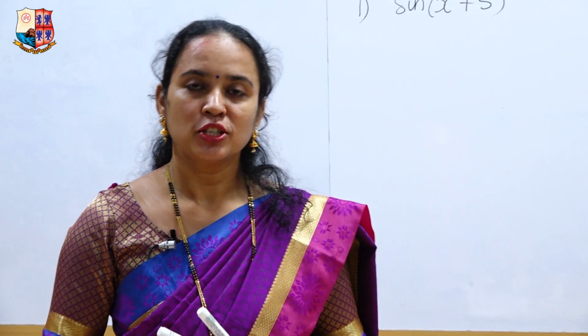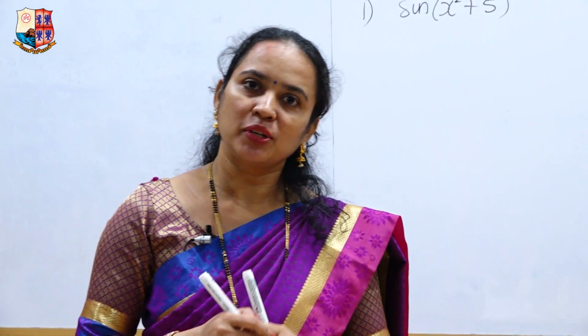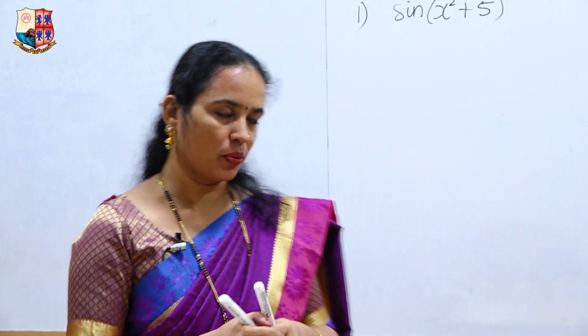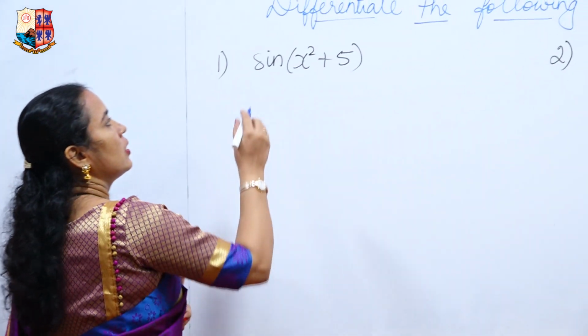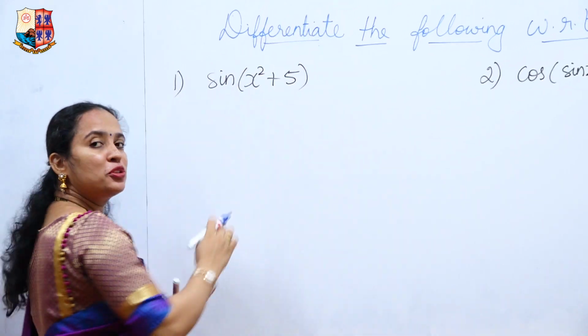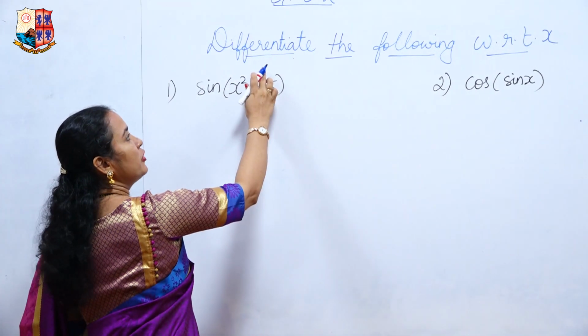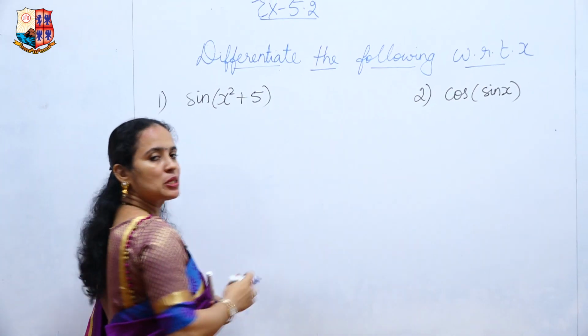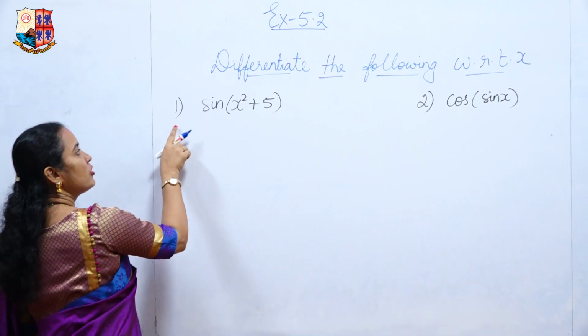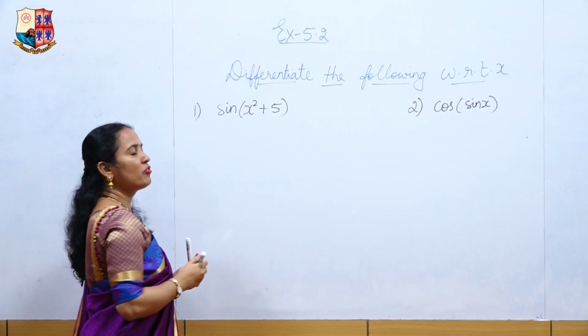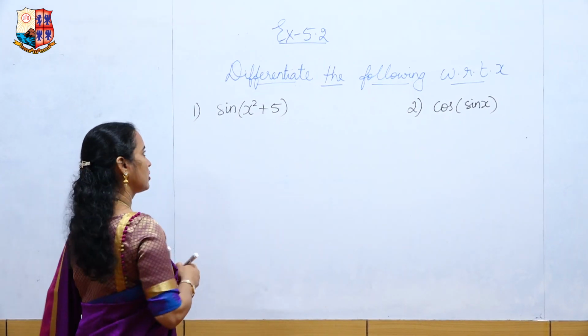We have learnt chain rule. Now let's try to do the problems using chain rule. Exercise 5.2 from your textbook. Differentiate the following with respect to x. First problem, sine of x square plus 5.